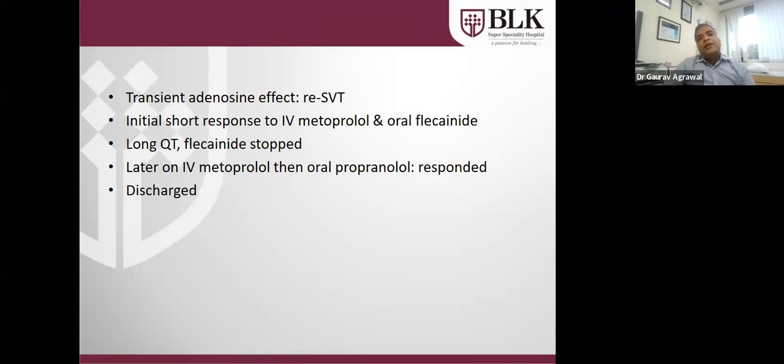We started with IV metoprolol and oral flecainide, but the problem was that IV metoprolol was not responding and oral flecainide gives some response, but it further leads to increase in long QT interval. That's why we have to stop the flecainide. Later on, finally, after giving amiodarone, flecainide, and other medicines, the patient responded on IV metoprolol. Then on oral propranolol, patient was discharged.